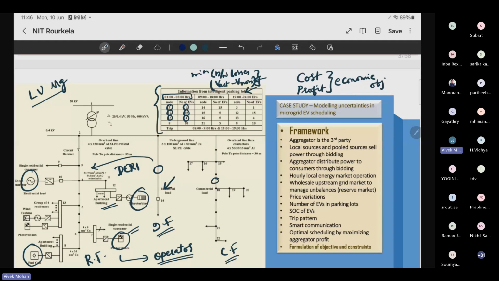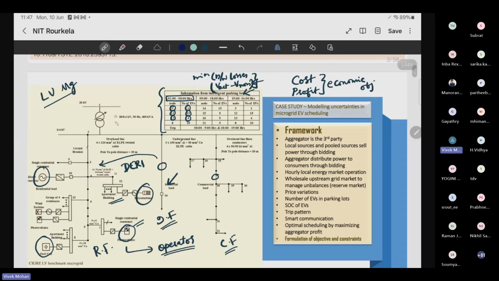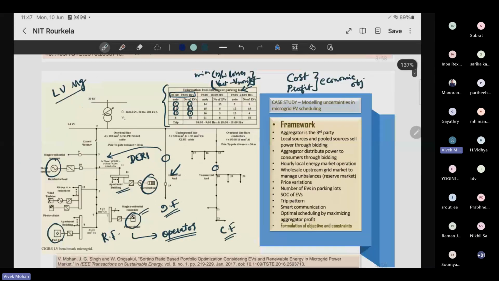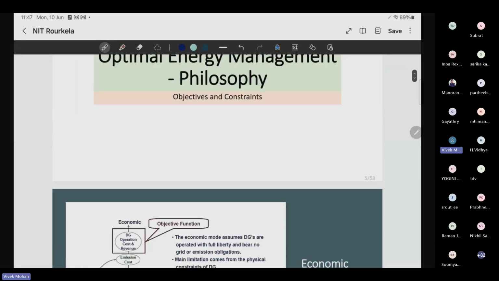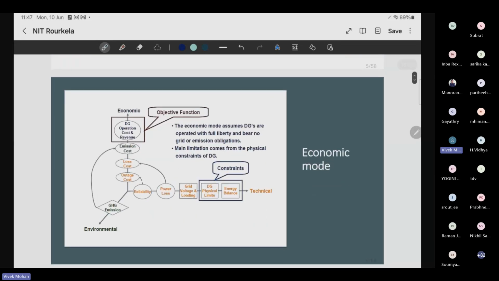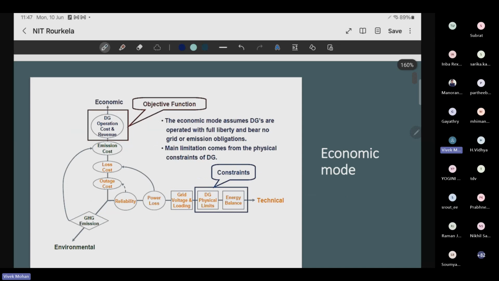But in most of the cases, we use economic objectives as the rationale for energy management in a microgrid. Because every project has an economic feasibility, and if it is not economically feasible, then we will not install the microgrid itself. We will drop the proposition. Okay, so that is what we do. Now, based on this, what could be the philosophy for formulating the objectives and constraints?